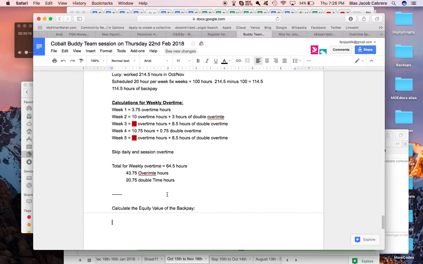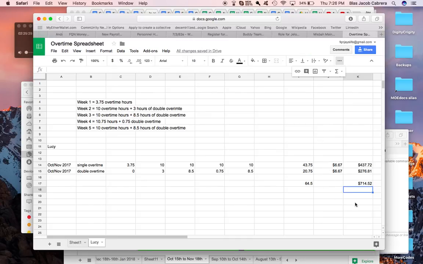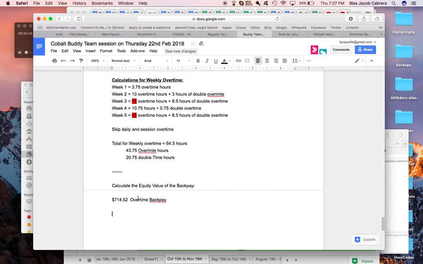Okay, so it's 714.52. And so you can see that overtime back pay is huge, right? Yeah. So this is the overtime back pay. And then on top of that, back pay is worth plus 25%. So that would be equal to this times 1.25, which is 893.15. So it'd be plus 25% for back pay, which is 893.15.